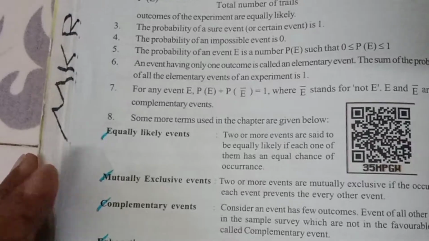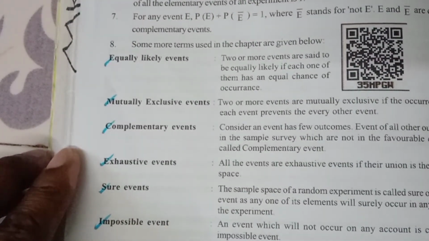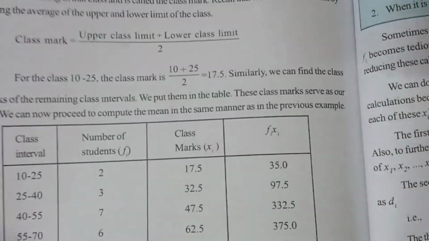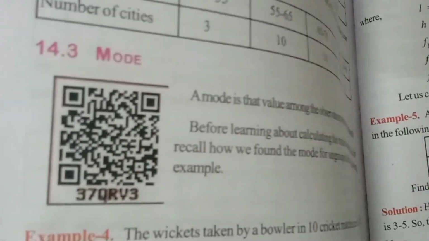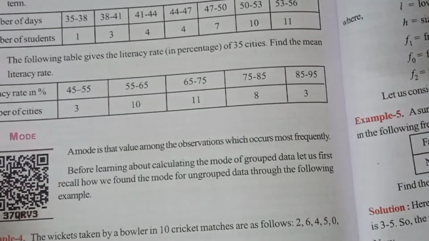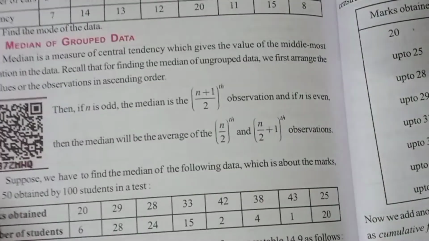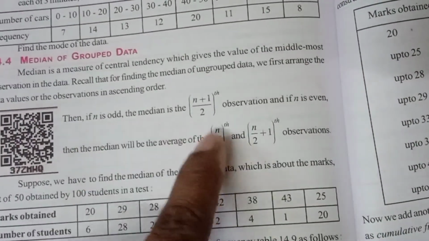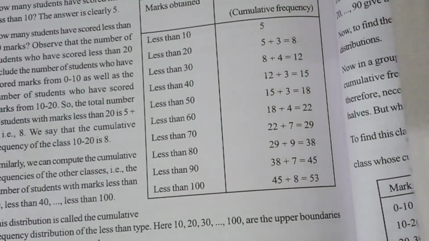Next, these definitions are very important: equally likely, mutually exclusive, complementary, exhaustive, sure event, impossible event. In statistics we have definitions they may ask. For mean, median, mode they will give the formula and ask to explain each and every term. They may ask how to find the mode of the given data, the mean of the data, the median of the given data, with the condition (n+1)/2. Next, how to draw the graphs.